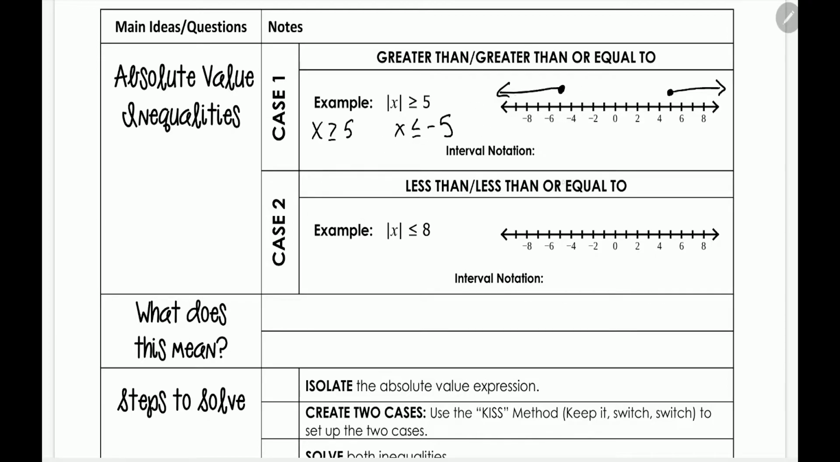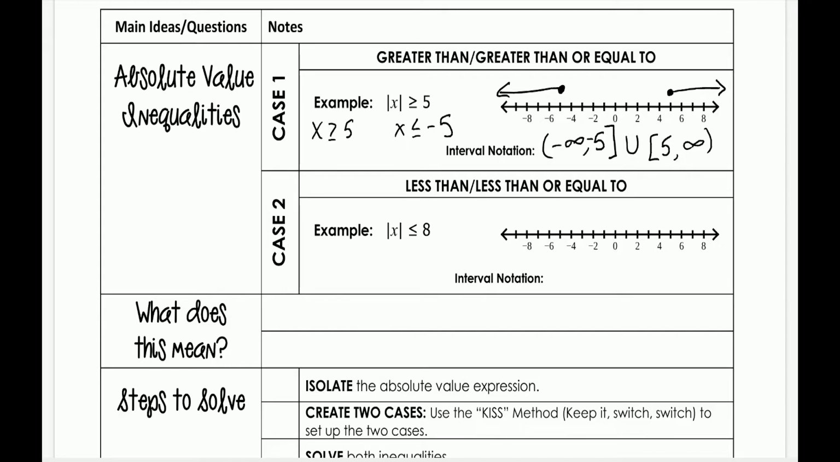So our interval notation for this one would be parentheses, negative infinity, comma, negative 5, and this would have a bracket since it's a closed circle, unioned with bracket 5, comma infinity, parentheses. So that would be our interval notation for that one, and that's case 1.